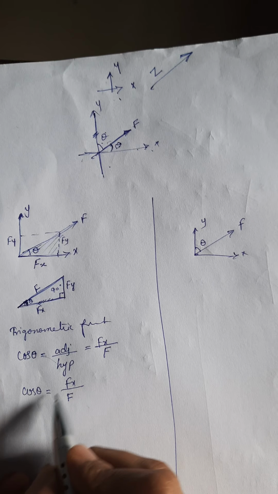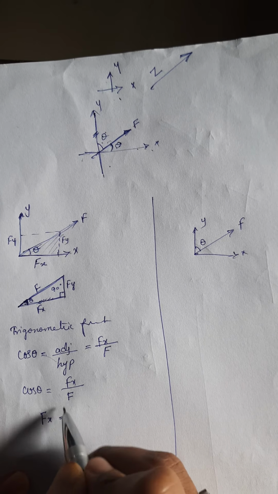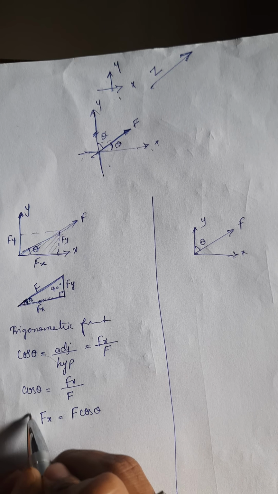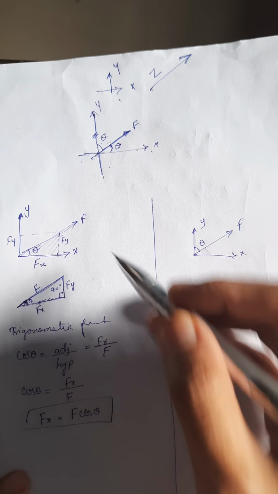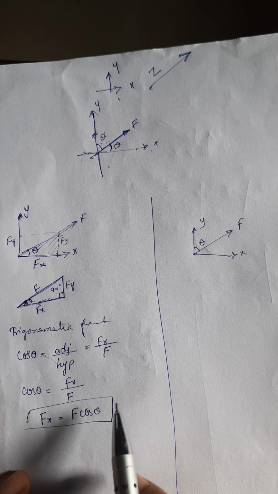What we need is the horizontal component F of x. So F of x equals, cross multiplying, F cos theta. So when we have the angle with respect to x axis, the horizontal component of the force, F of x, is equal to F cos theta.